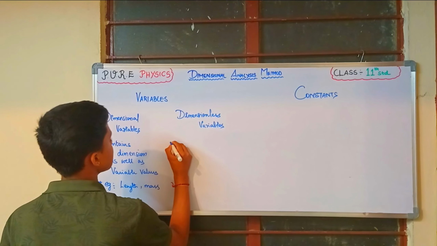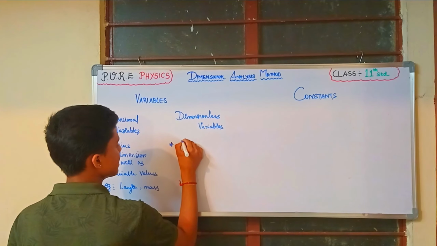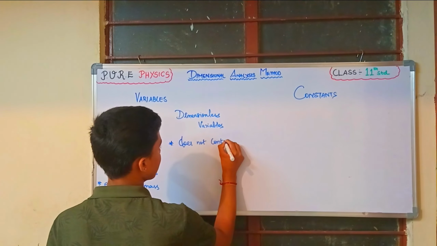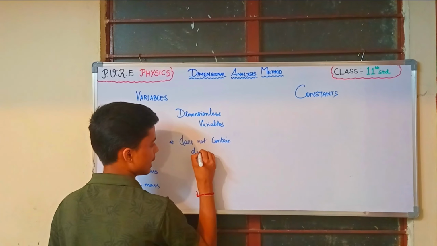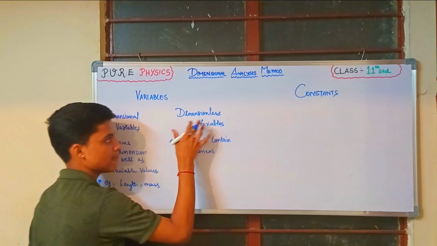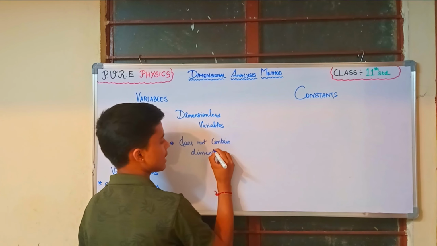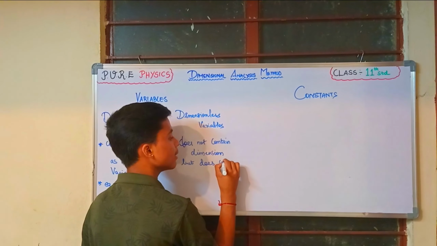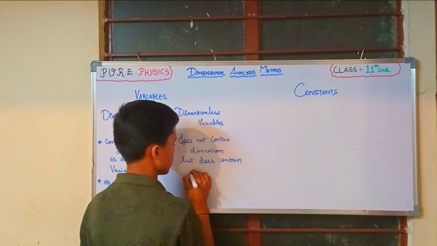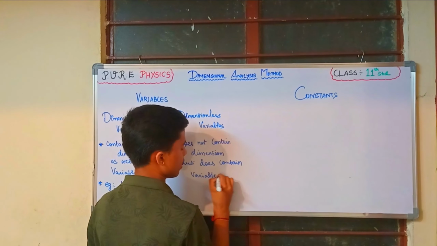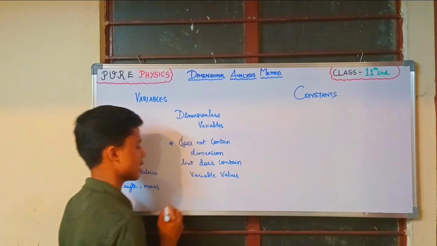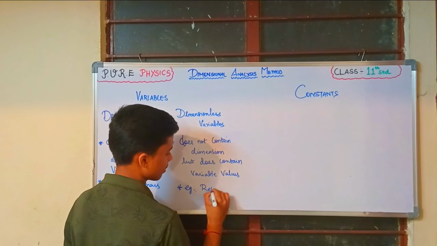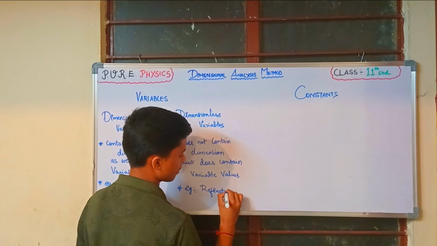Dimensionless variables are physical quantities that do not contain dimension but do contain variable values. So an example I can give is refractive index.